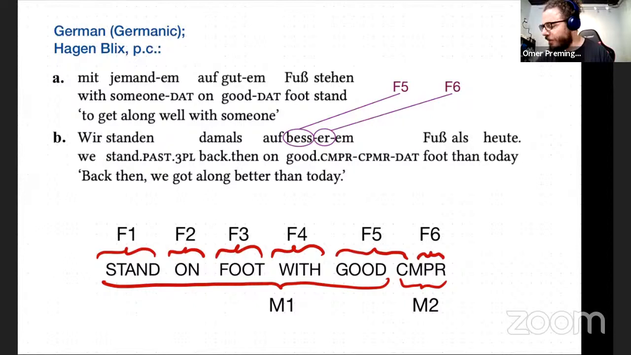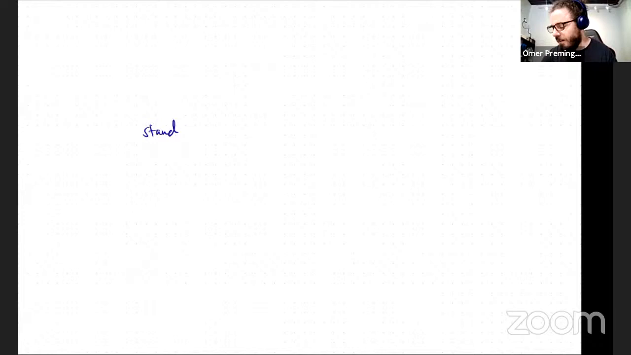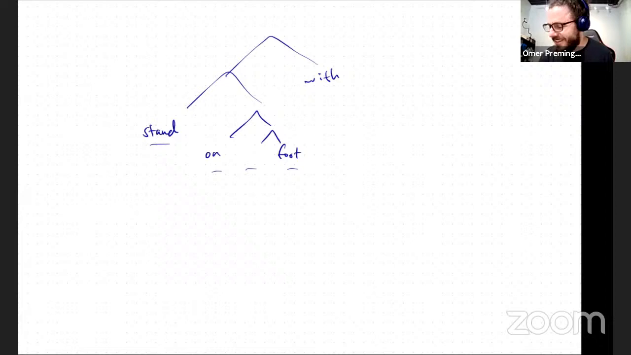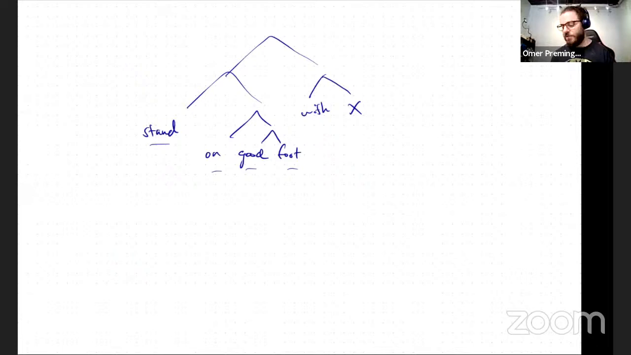Look, if "stand on one foot", I'm drawing the syntactic representation. So these are neither forms nor meanings, but just syntactic primitives. Sorry, not on one foot. That's not the idiom. The idiom is "stand on good foot". If this is roughly the syntactic structure, then the comparative certainly looks from the morphosyntax of it like it's doing something like this.